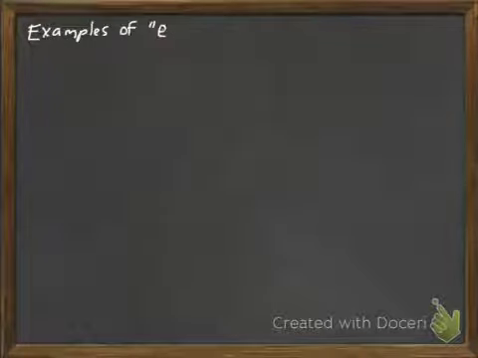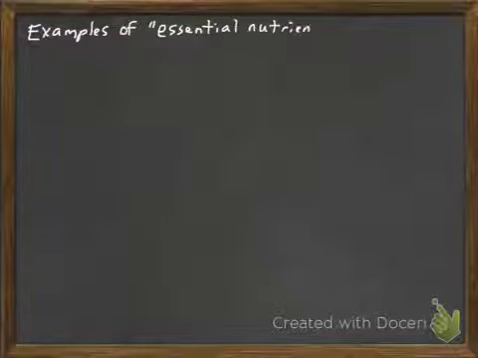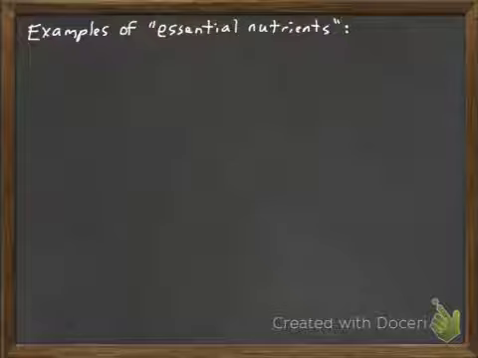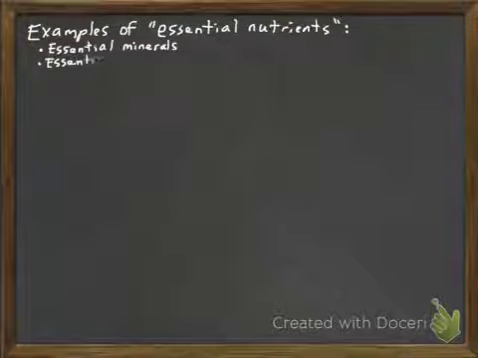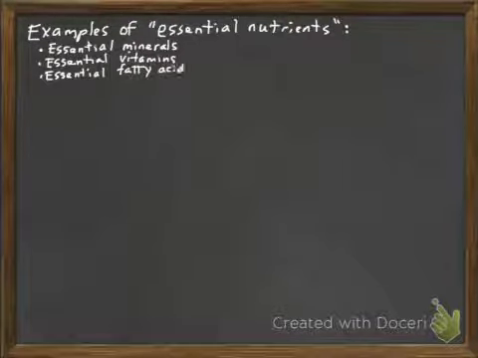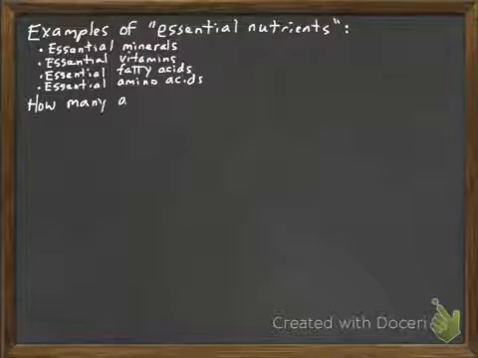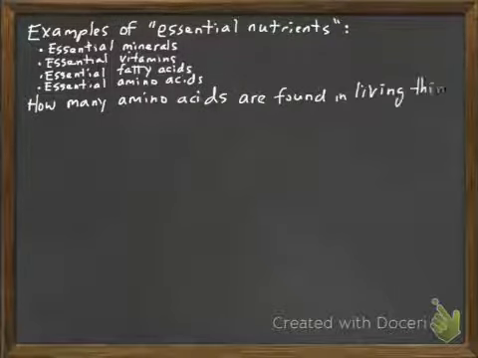All right, so now we're going to look at examples of essential nutrients. Okay, and there's 4. I'll give you a second to think of them before I give them to you. Again, these are things that you can't make yourself. And we'll just bring them up here for you. So we've got minerals, essential vitamins, essential fatty acids, and essential amino acids. Okay, so we're going to spend some time on amino acids and the essential ones.